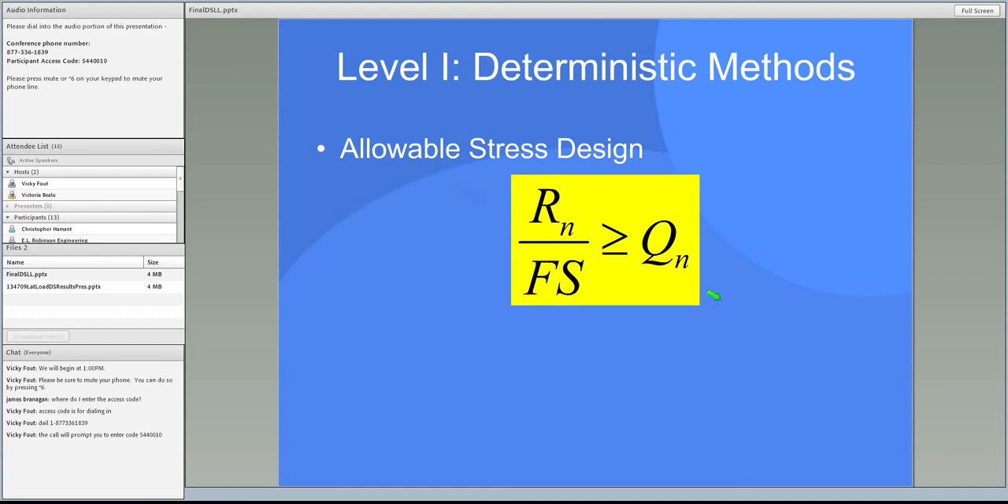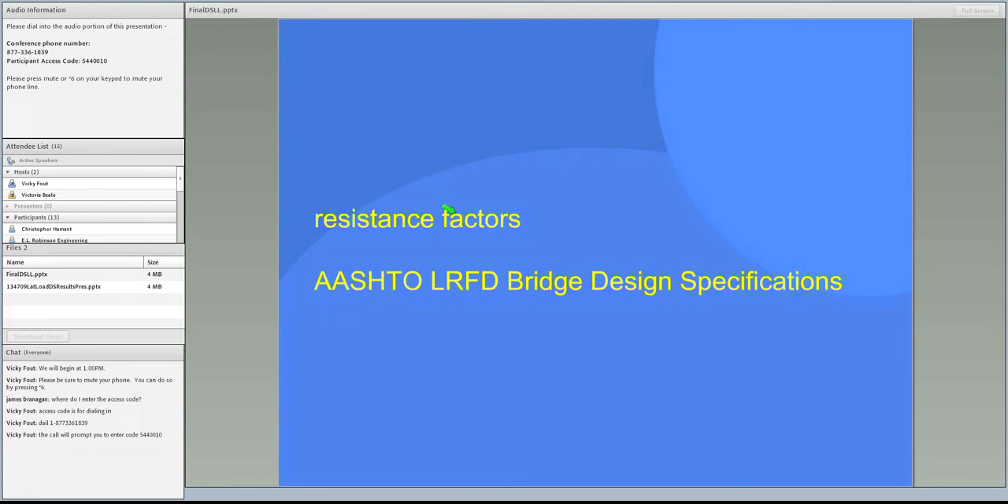Let's take a look at some of the resistance factors taken from the AASHTO LRFD Bridge Design Specifications. And this one is taken from a table where we have different limit states. We have strength limit state and serviceability limit state, and depending on the equation and the design method you use, you apply a different resistance factor.